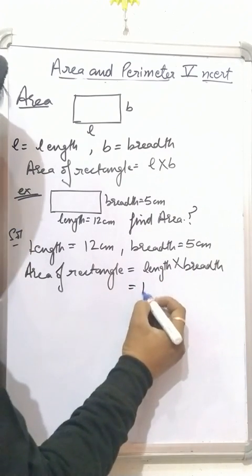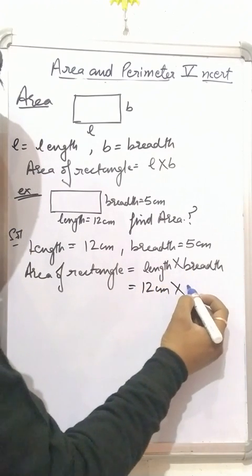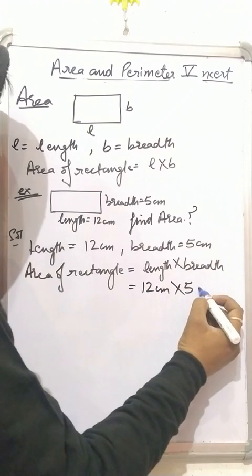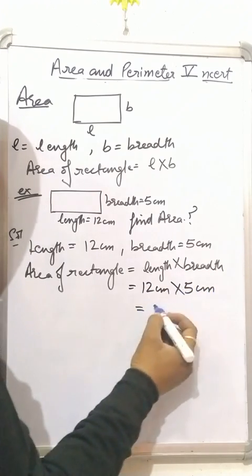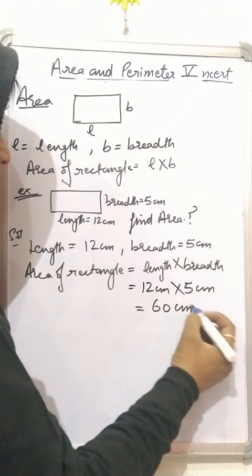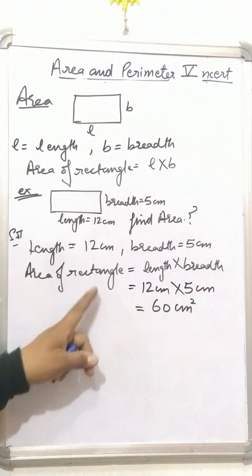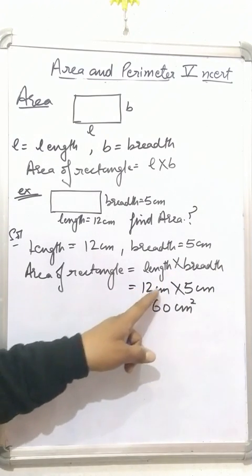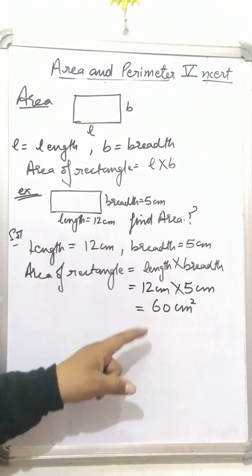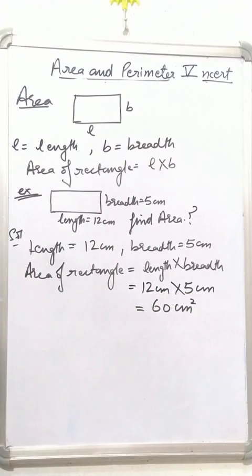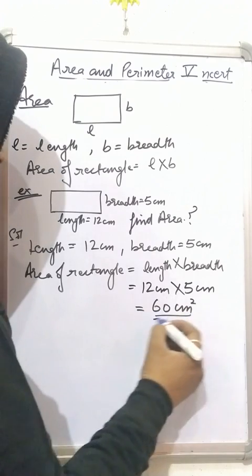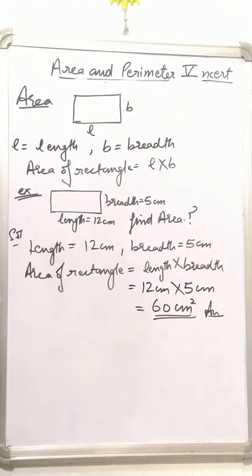Length is given to you 12 centimeter and width is given to you 5 centimeter. 12 fives are 60 centimeter, and centimeter square. So area of rectangle is L into B. 12 centimeter multiply 5 centimeter, we get 60 centimeter square as our area. Is that clear?